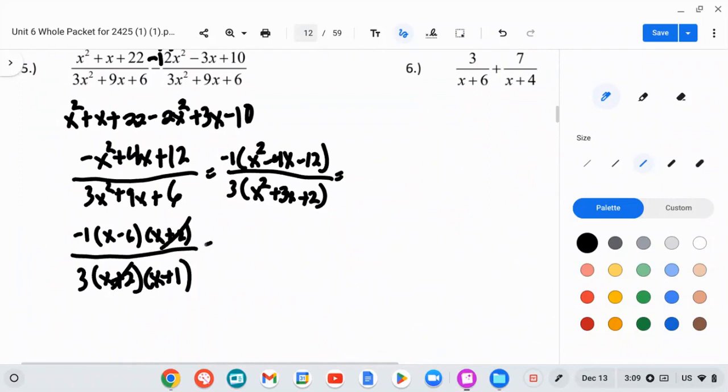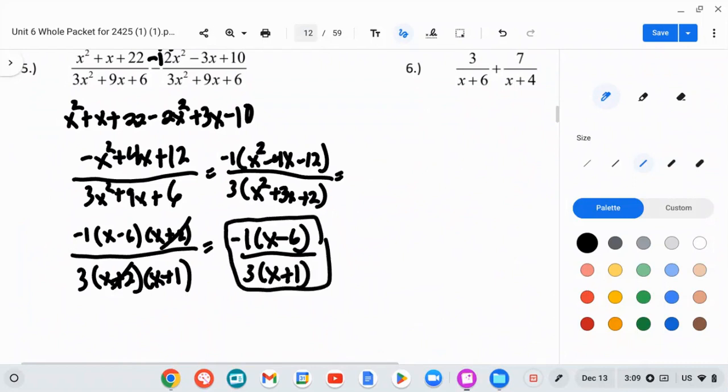So the x plus 2's cancel. I'm left with negative 1, x minus 6, and a 3, and an x plus 1. So that would be my answer for that one.